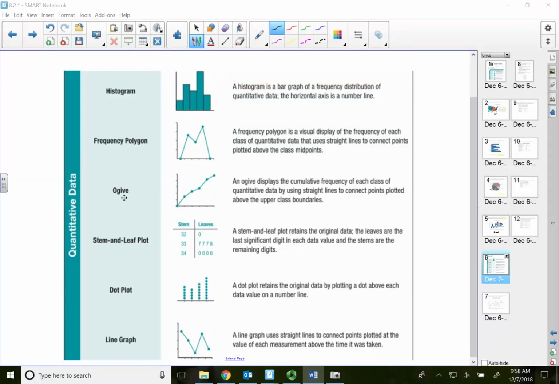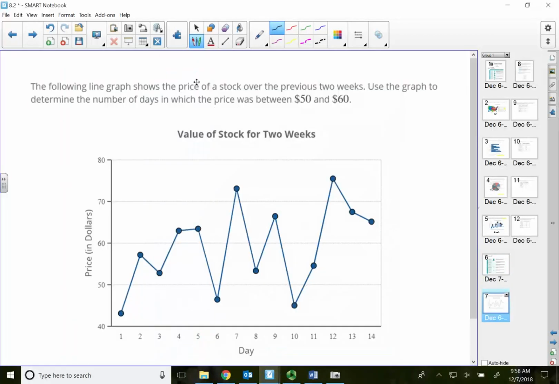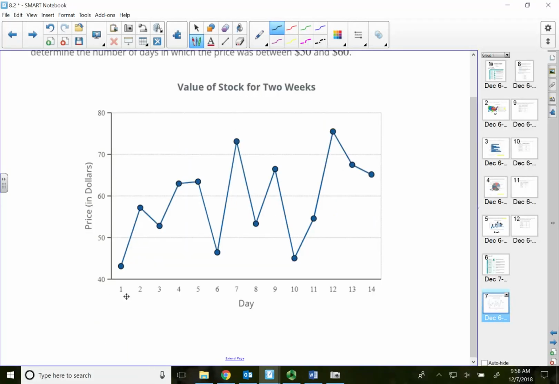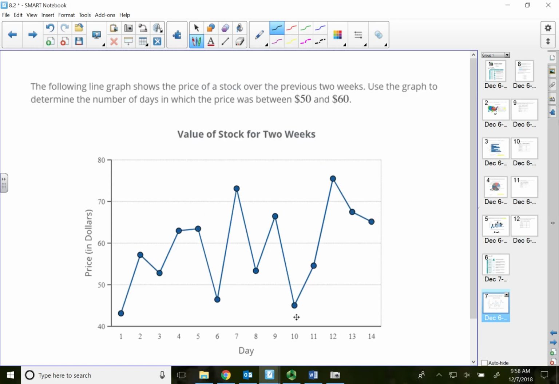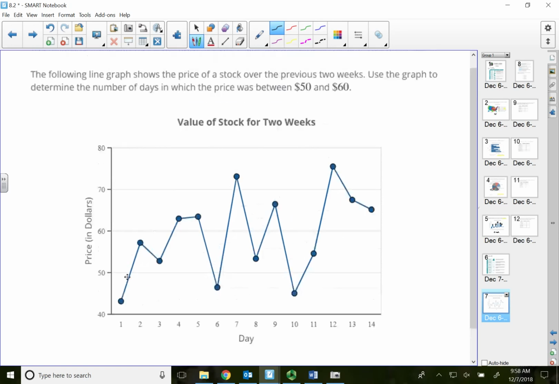We have something called an ogive. We also have the stem and leaf plot, the dot plot, and a regular line graph. So the frequency polygon and ogive are different from a line graph. Let's take a look at this example. This is a regular line graph. As you can see, the horizontal axis, or x-axis, is using numerical values, so that's considered quantitative data.